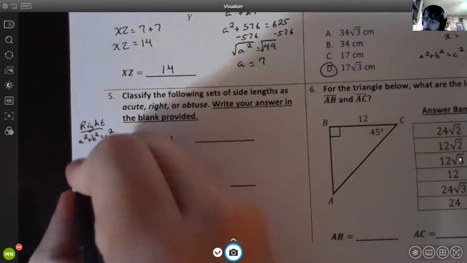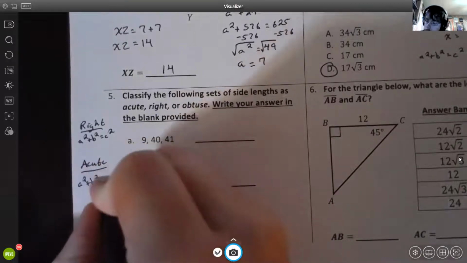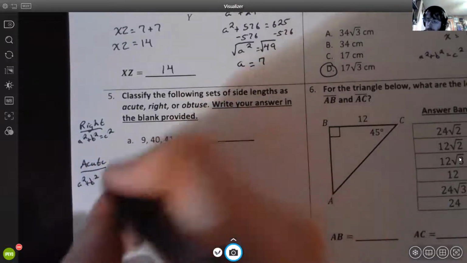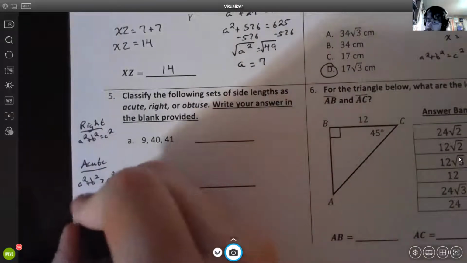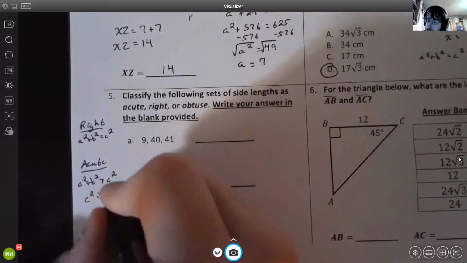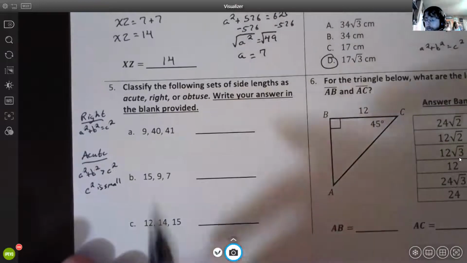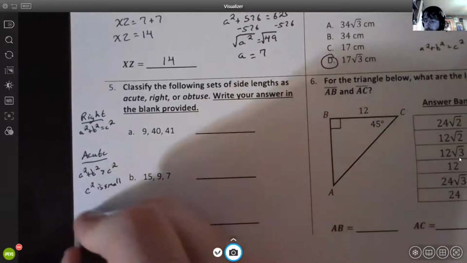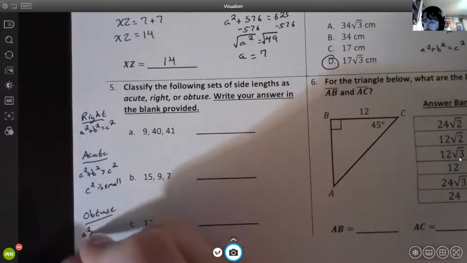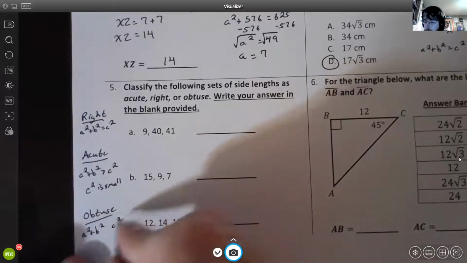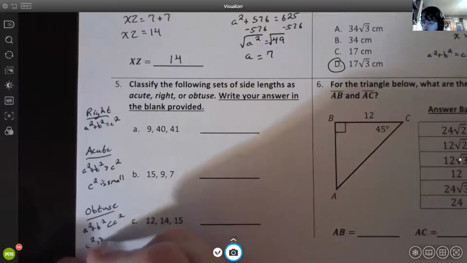To determine if it's acute, when you do a squared plus b squared and compare it to c squared, c squared should be the smaller of the two. So I'd always just say c squared is small. That makes it acute. Likewise, we say that an obtuse triangle has a large angle in it. So a squared plus b squared and c squared has to be the bigger of the two.